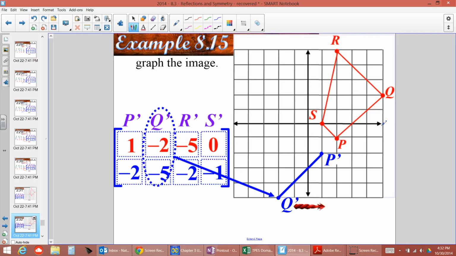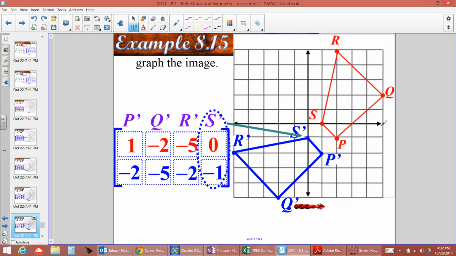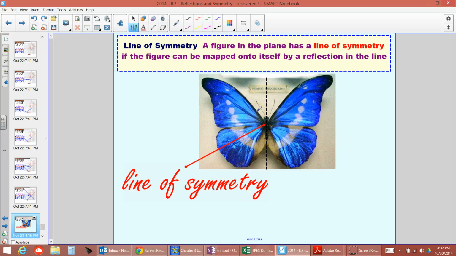Graph my new point. Look how pretty they look. And it is a true reflection. There's my line of reflection, and I can see that it's the perpendicular distance. It's beautiful.